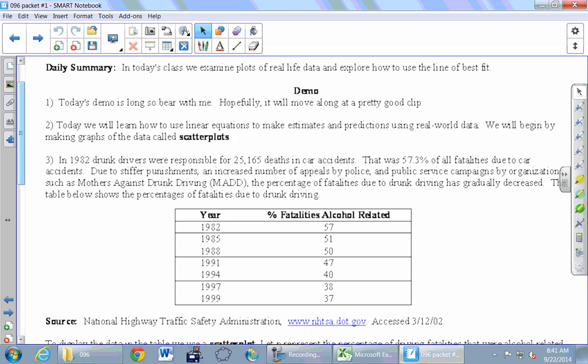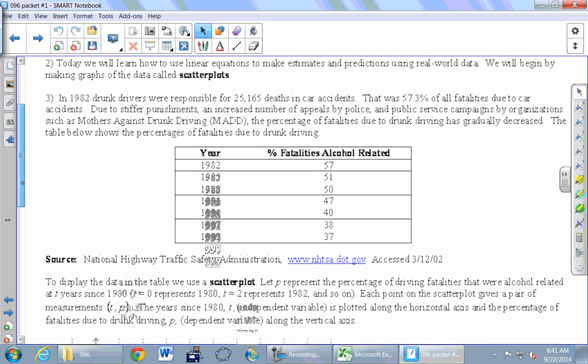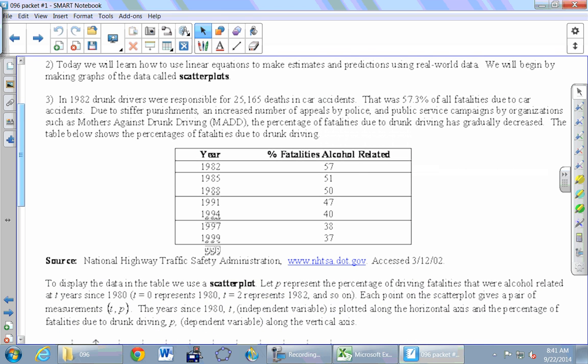So first thing to do is take a look at number 3 here. It says in 1982, drunk drivers were responsible for 25,165 deaths in car accidents, which was 57.3% of all fatalities due to car accidents. Looking at this chart, you can see the first row says exactly what we just read. 1982, 57% of all car-related deaths were also alcohol-related.